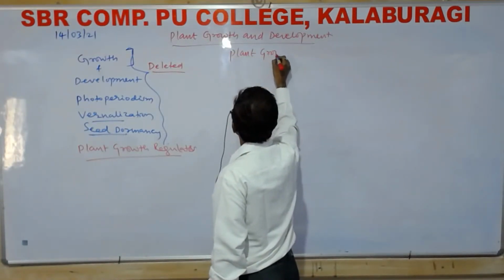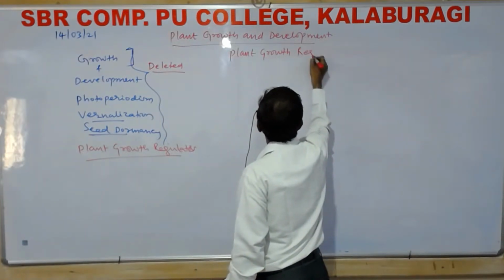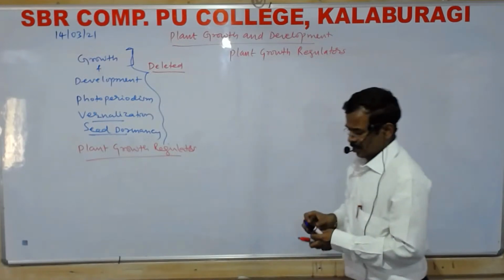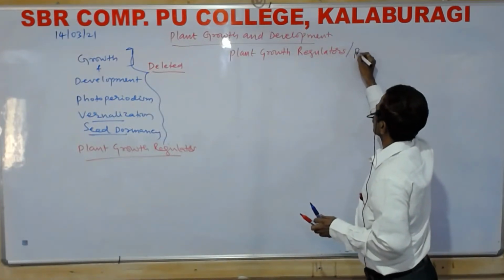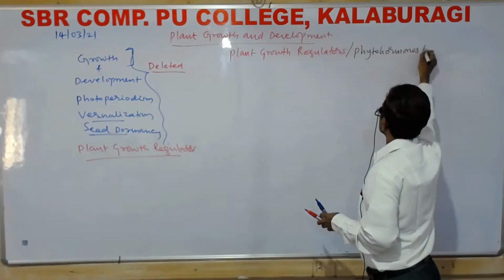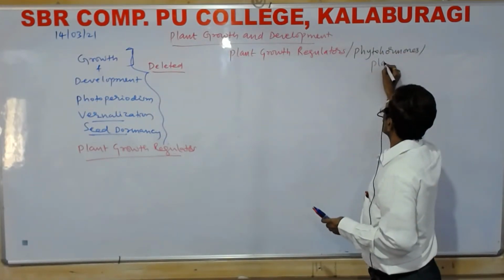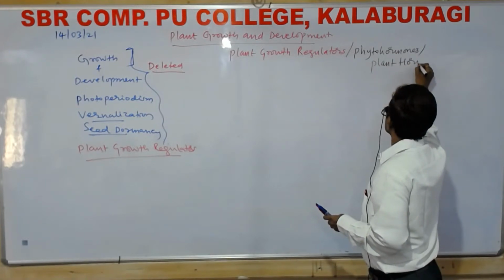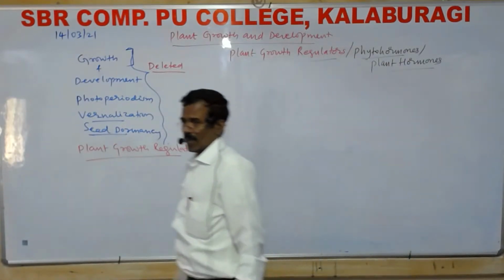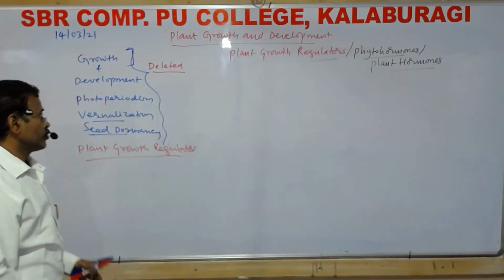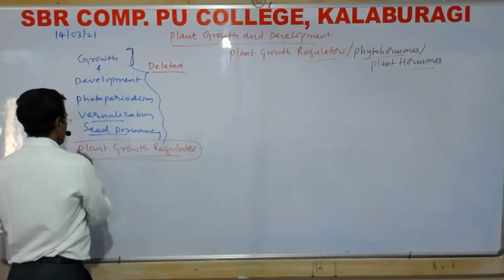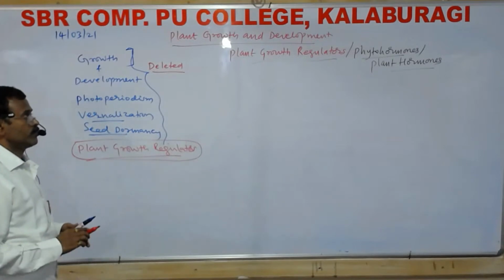Plant growth regulators. These are also known as phytohormones. These are also known as plant hormones. Different names are given to them. So here we have plant growth regulators.